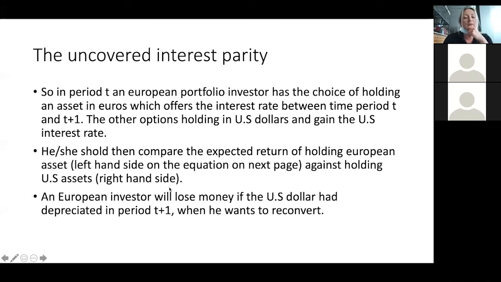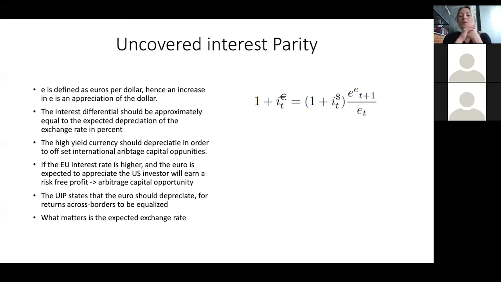Let's say a European investor buys US assets, and in the meantime the US dollar has depreciated in period t+1, and she wants to reconvert back to euros. Then he or she will actually lose money. So here's the equation for the uncovered interest parity. This is if the European investor is investing in Europe, and this is if the European investor chooses to invest in the United States. Here E is defined as euros per dollar, hence how many euros $1 buys. So if the exchange rate increases, that's an appreciation of the dollar.